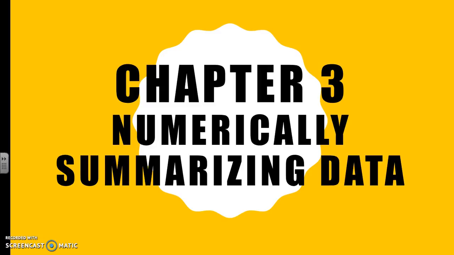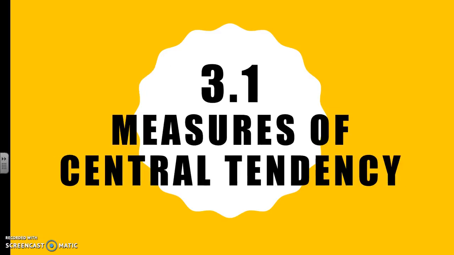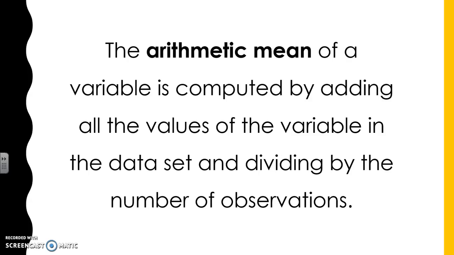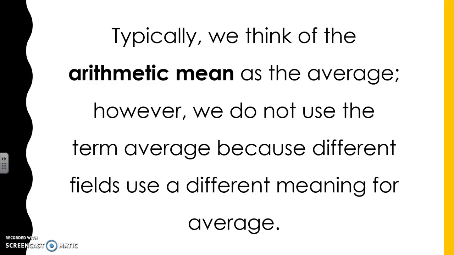Let's look at Chapter 3, Numerically Summarizing Data. Section 1 is on measures of central tendency, or measures of center. So the first thing we will look at is the mean. We compute that by adding up all the values of the variable and then dividing by the number of observations. Typically when we think of the mean, we think of the average.